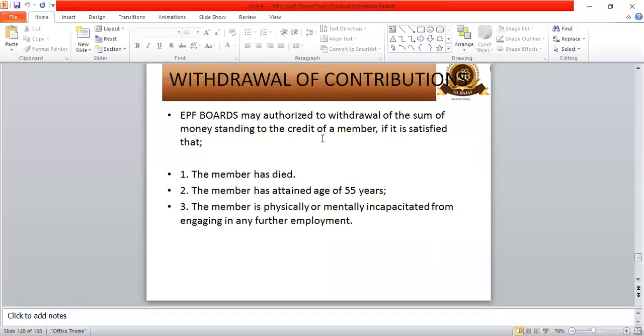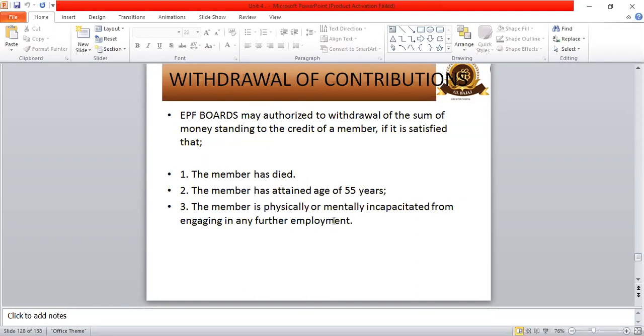This is basically not withdrawal of money. This is withdrawal of contribution. That means from now onwards, I will not contribute. So in what conditions will the employee not contribute? If the member has died, as simple as that. The member has attained the age of 55 years. So the moment you are 55 years of age, you are not eligible to contribute to the PF fund.